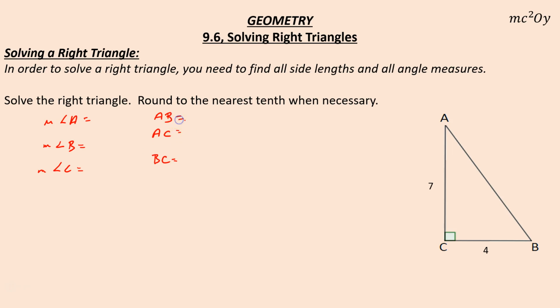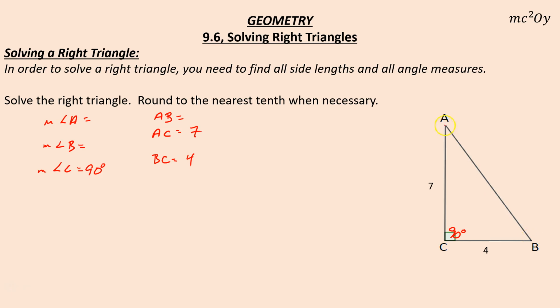Okay? Now some of these they give us, like angle C. Angle C is 90. We know that. They tell us AC. AC is 7. BC is 4. We have to find AB and angle A and measure of angle B. Well, notice if I know 2 sides of a triangle, I can find the third by using the Pythagorean theorem.